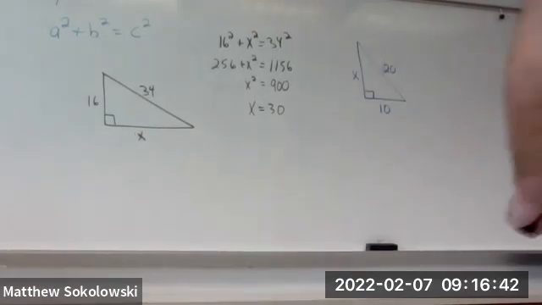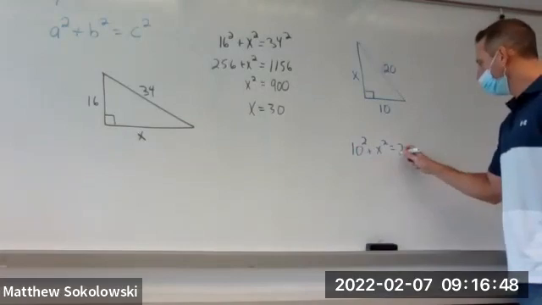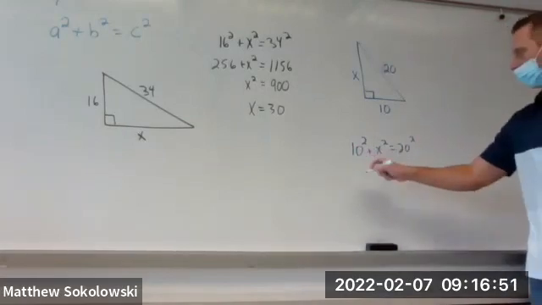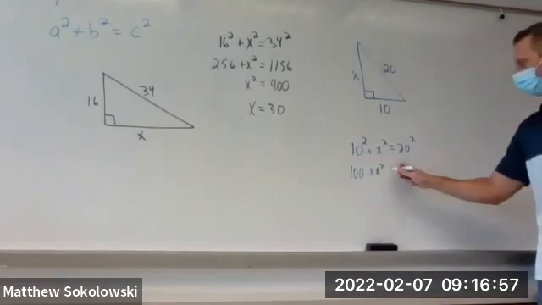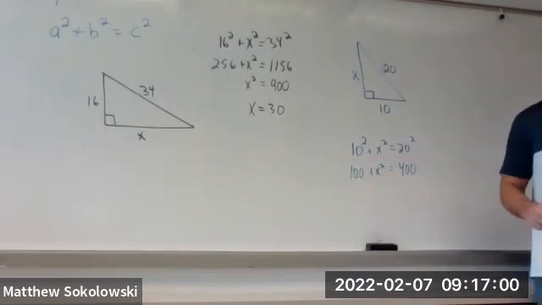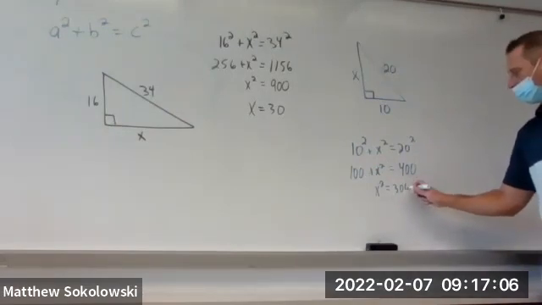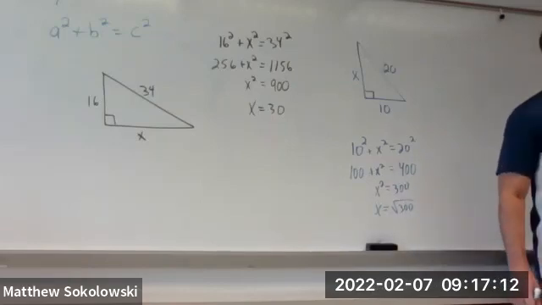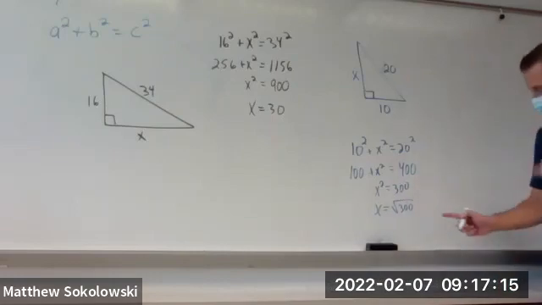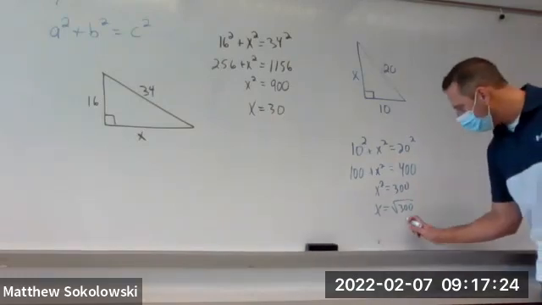What? Let's see. We got 10 squared, right? Plus X squared equals 20 squared. Sure. Okay. 10 squared, 100, plus X squared, 20 squared, 400. Subtract 100 from both sides. X squared equals 300. So X equals the square root of 300. This is why we simplified radicals. Can we leave our answer like that? It's not simplified. So we need to break this down.